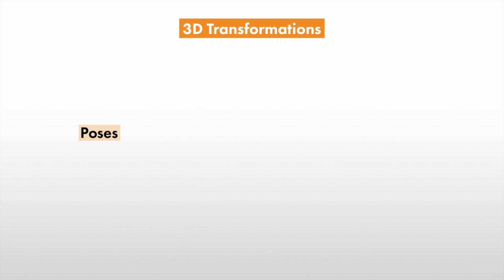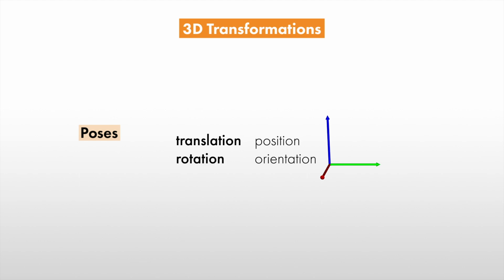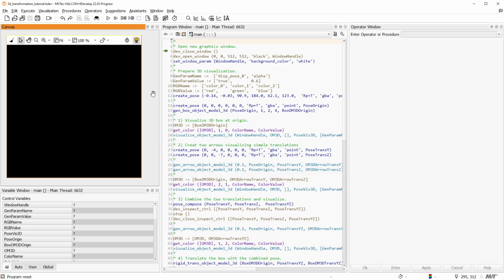Basically, a 3D pose describes the position and orientation of an object in space. A pose always relates to a specific coordinate system. In HALCON, we usually refer to the position as translation and the orientation as rotation. We call these transformations rigid because they do not change the shape or size of objects. Let's switch over to HDevelop for more details.